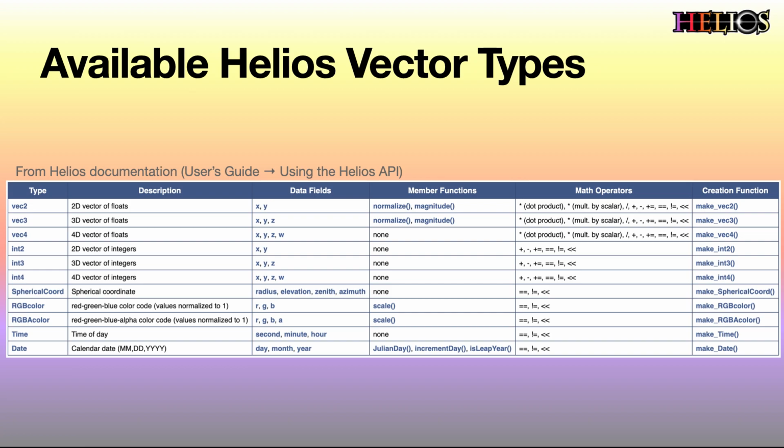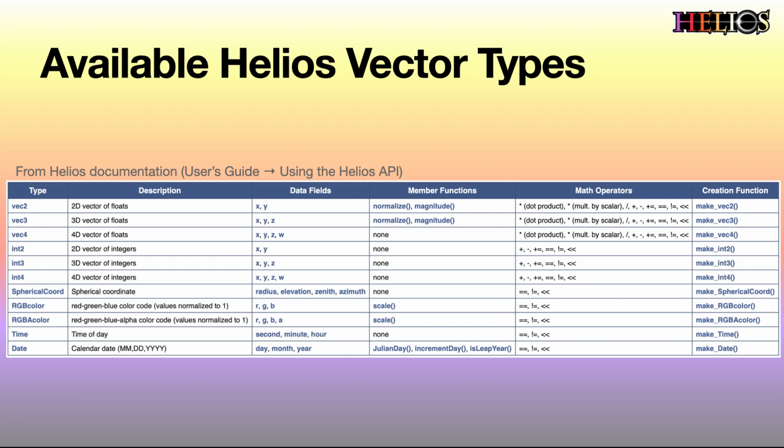These vector types also have a number of overloaded math operators. So if we're working with a vector of floats, we can do the dot product by using the asterisk. So this will compute the dot product between two, say, vec3s. We can just multiply by a scalar as well, also using the asterisk as we normally would. That is going to multiply each element in the vector by a scalar.